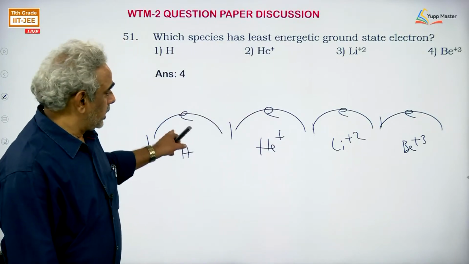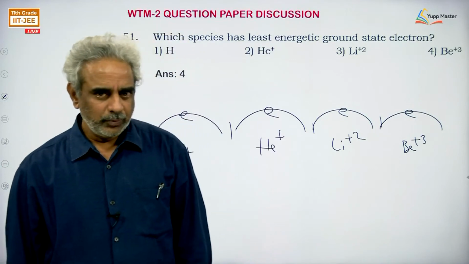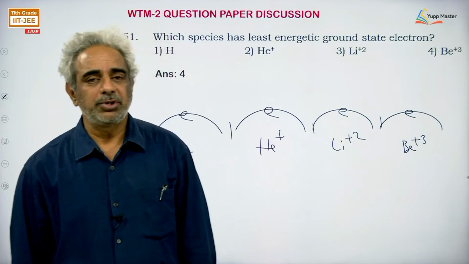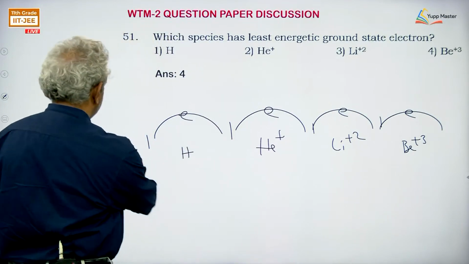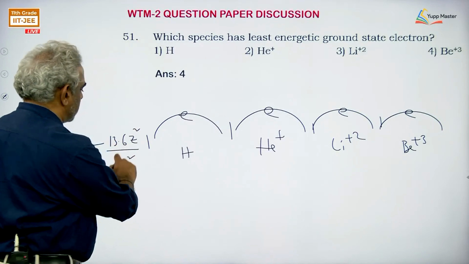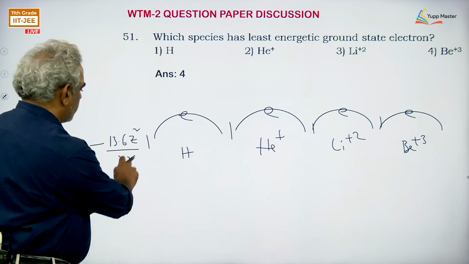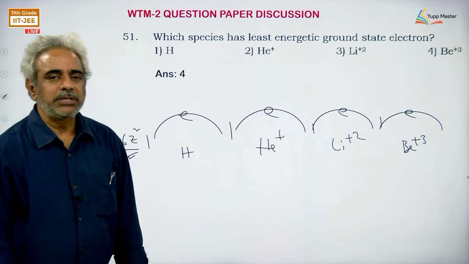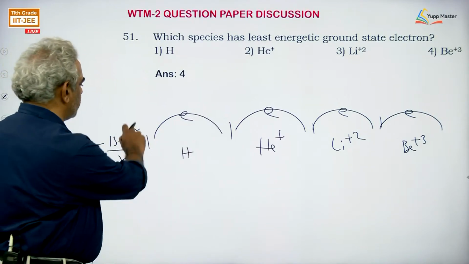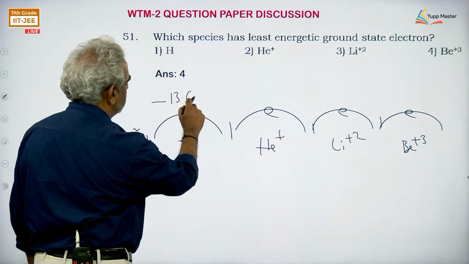Now, among these four, which has the least energy? We have done so much with Bohr's model. Energy of an electron in the Bohr orbit we have done: minus 13.6 z square by n square is the general expression. First orbit means n is 1. So minus 13.6 z square. For hydrogen, z is 1. So the energy of this electron is minus 13.6 electron volts.